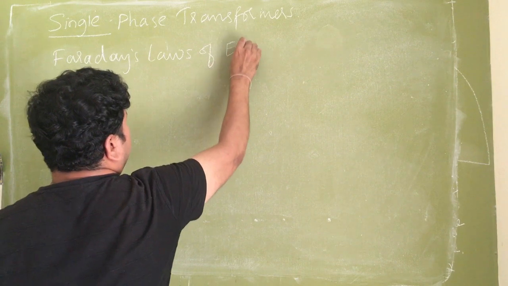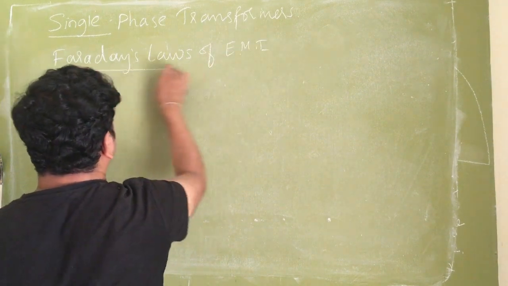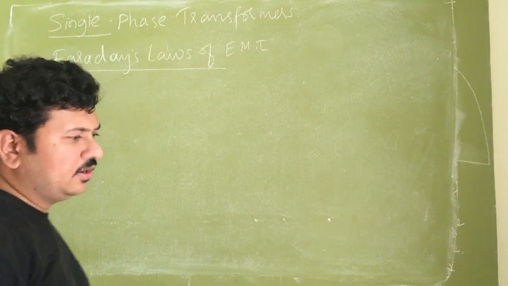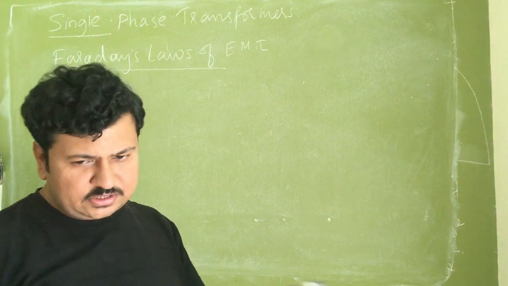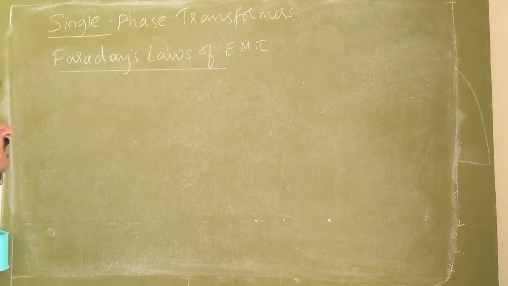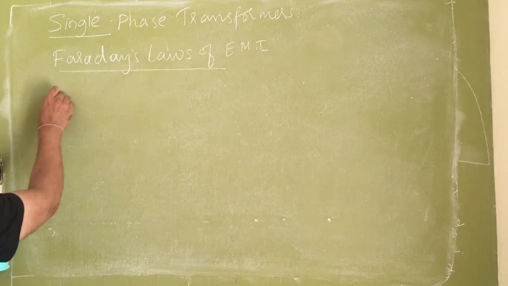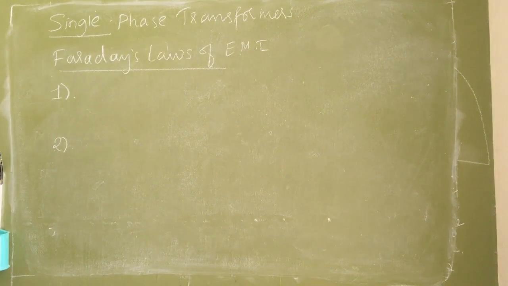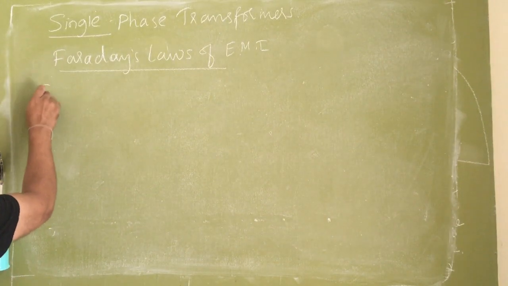Faraday's laws of electromagnetic induction, EMI. Okay. So there are two laws defined by Michael Faraday. Because of him, today electrical science is so vastly existing, so usably existing. Okay. So first law states, or Faraday's first law, Faraday's second law, or I can take first law and second law only.